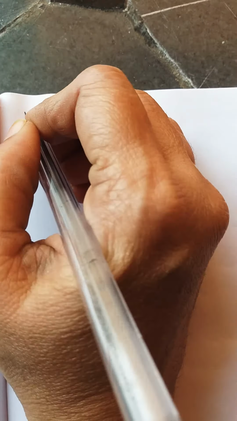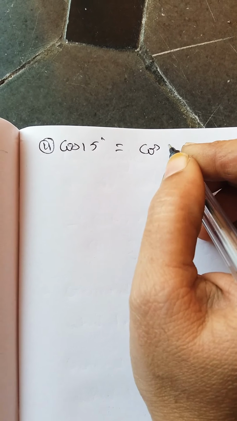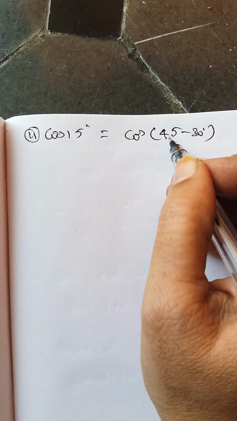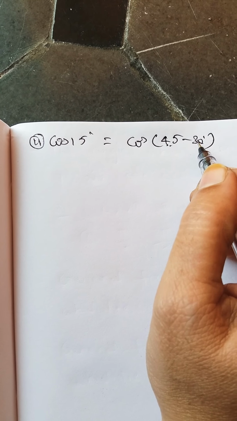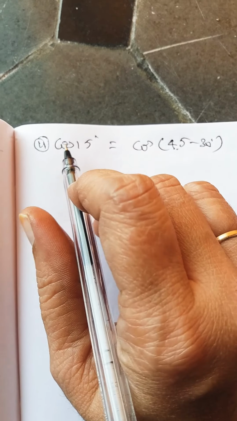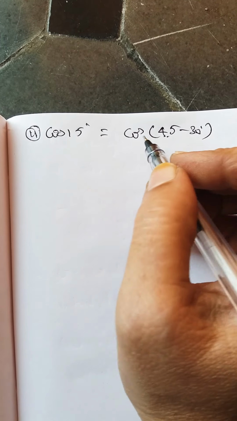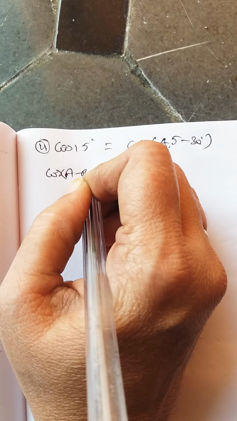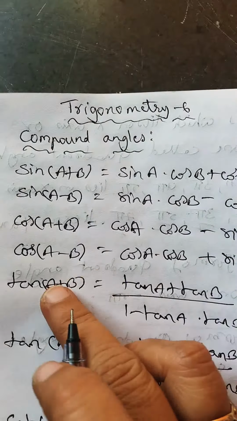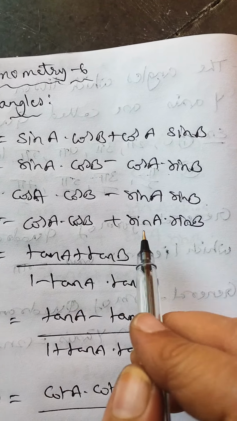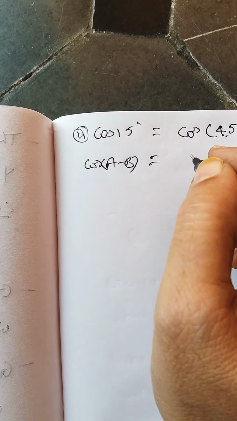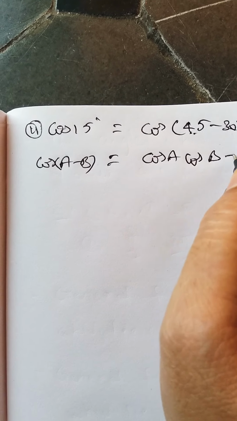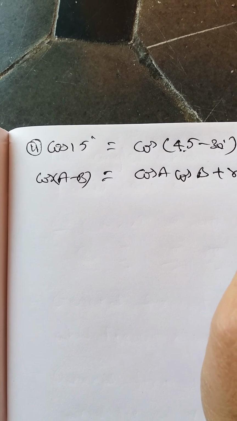Similarly, cos 15 also can be found by using cos of 45 minus 30 degrees. We know these are specific angles, so by subtraction of 45 minus 30 we get 15. So cos 15 can be written as cos of 45 minus 30. Now it is in the form of cos of A minus B. What is cos of A minus B? Cos of A minus B is cos A cos B plus sin A sin B. By using this formula, I will write it here: cos of A minus B is equal to cos A cos B plus sin A sin B.